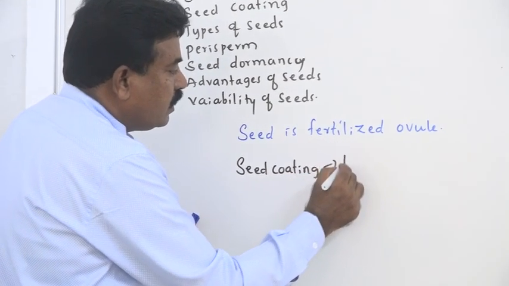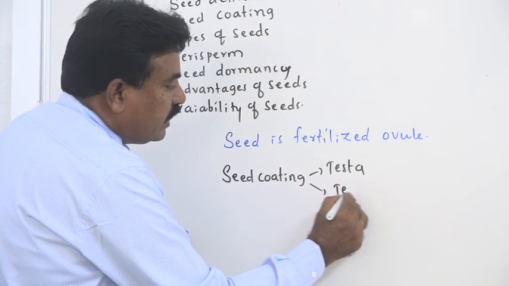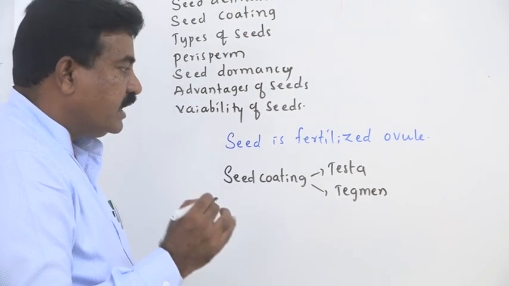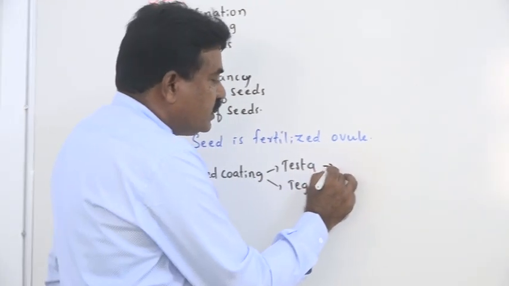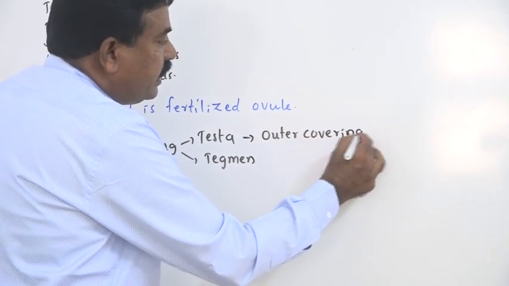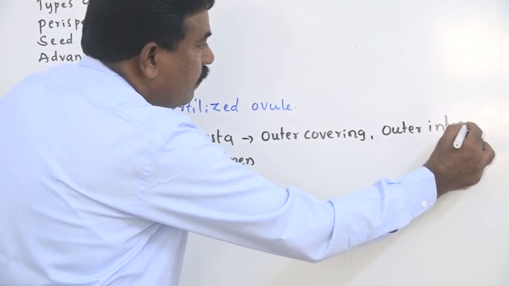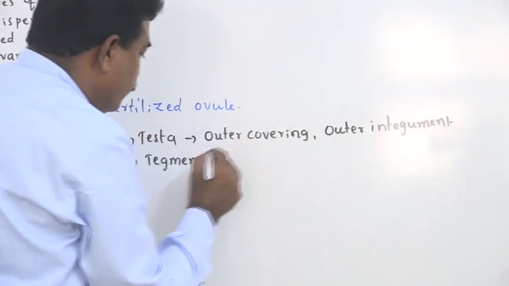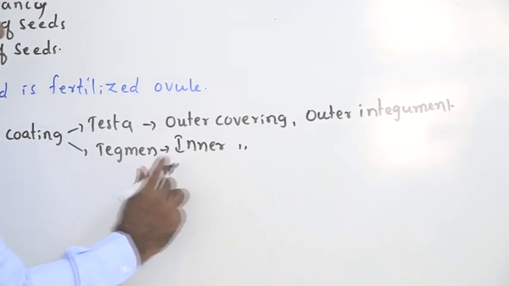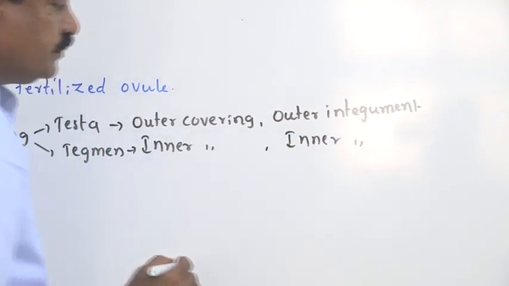The outer tough coating we call testa, the inner the tegmen. That means seed is covered by two coverings, testa and tegmen. Testa is the outer covering of seed, and it is developed by the outer integument of ovule, whereas the inner covering we call tegmen, and it is developed from the inner integument of ovule.